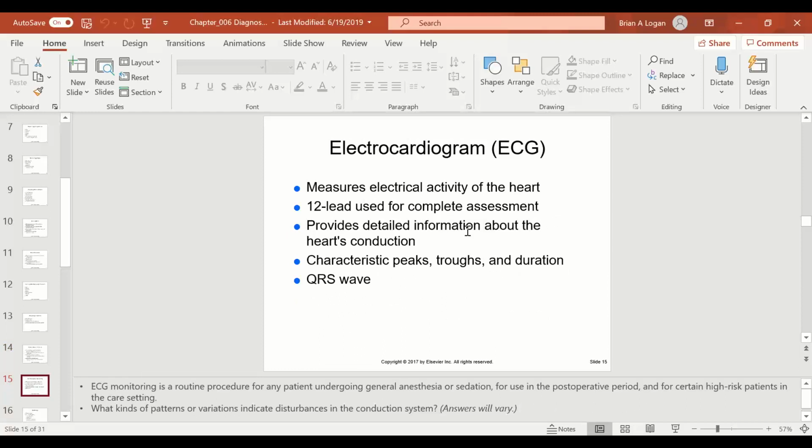EKG or ECG, the electrocardiogram. These are the stickers we put on the patient, right? So who remembers what color goes on the right shoulder?